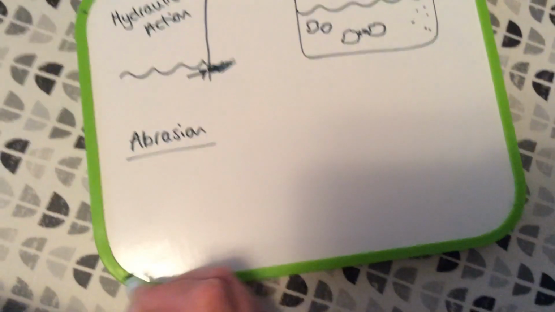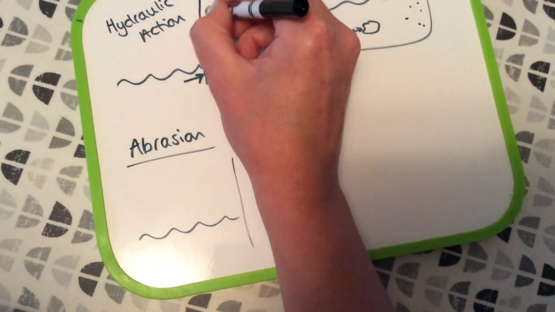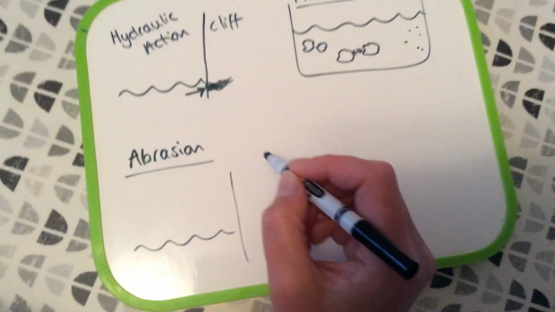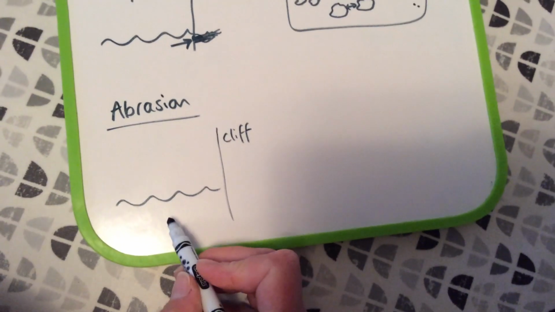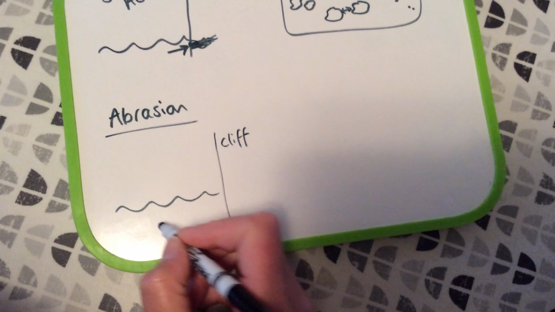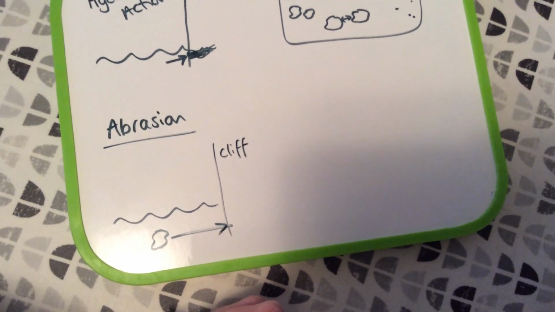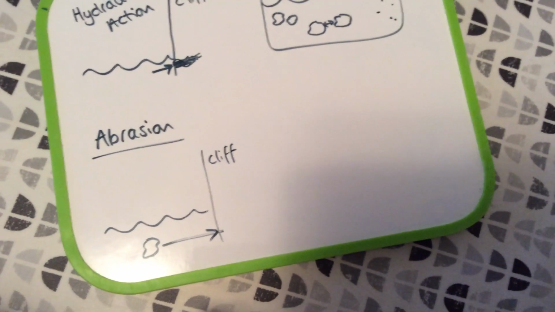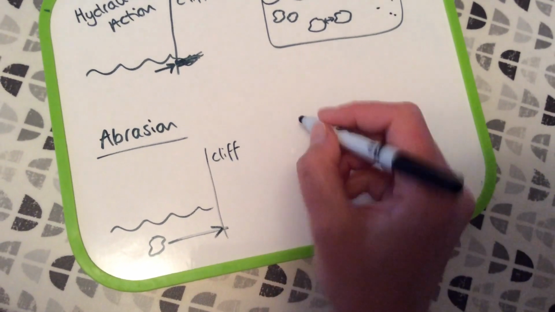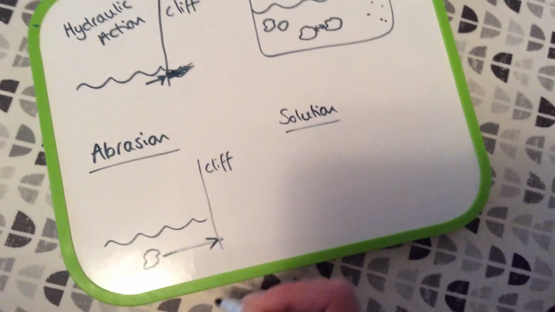Abrasion. Again, I've got my cliff here. Let's label these up, cliff. Okay, cliff here. This is the sea. This is my cliff. You've got these pebbles in the water, and sometimes these get hurled at the cliff. Okay, it can break the pebble down or it can break the cliff down. That's what abrasion is.